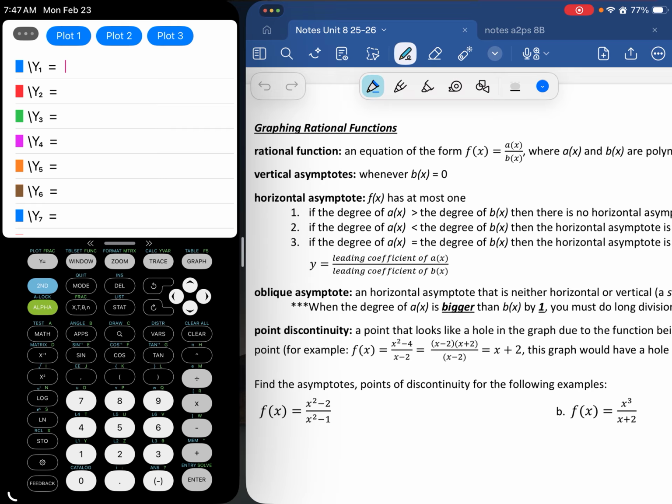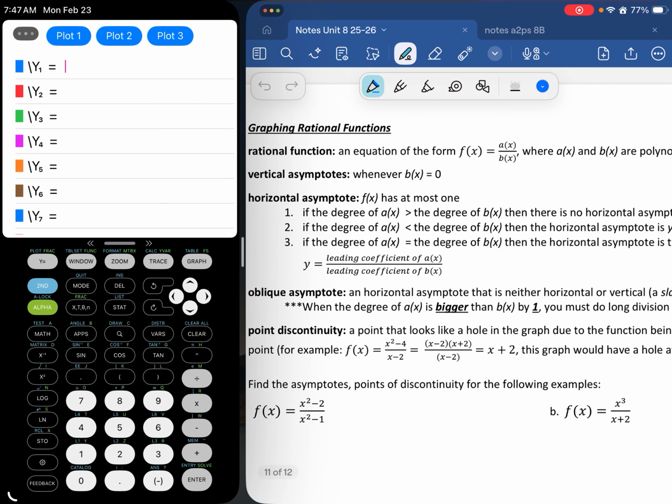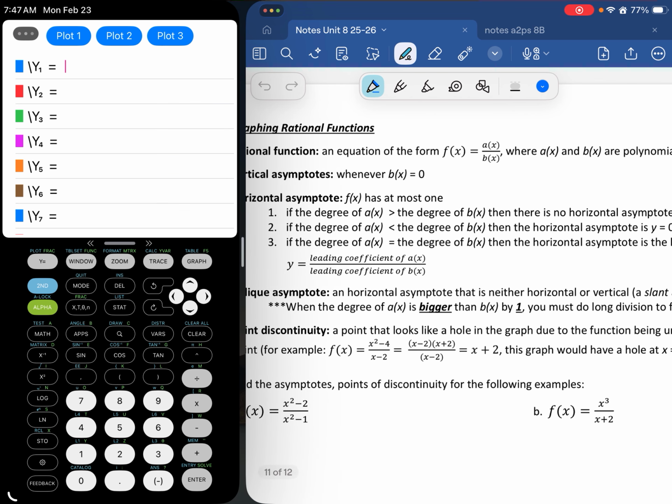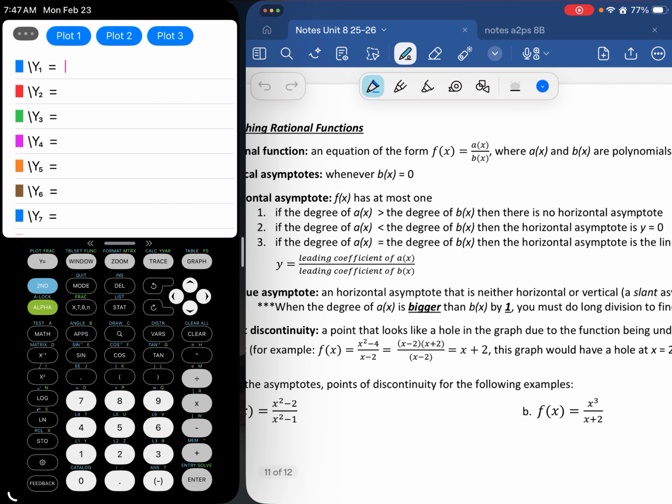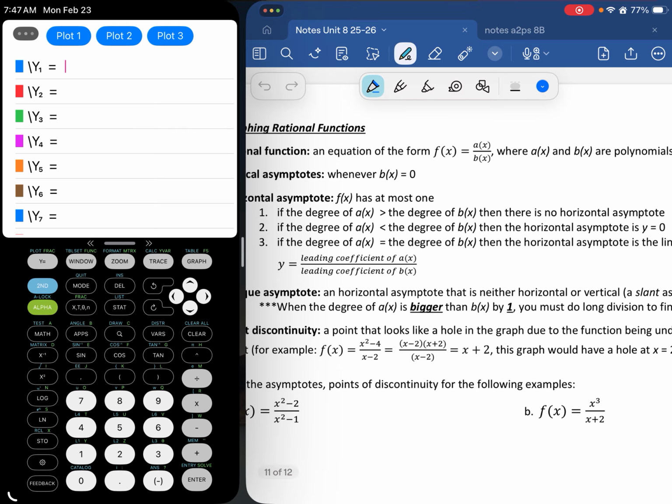And that's going to be question number B on the front. We will talk about it, but we're not going to do it. If the degree on the top is bigger, then there's no horizontal asymptote. If the degree on the bottom denominator is bigger, then it's at y equals 0. And if the degrees are the exact same on the numerator and the denominator, we take the leading coefficients.